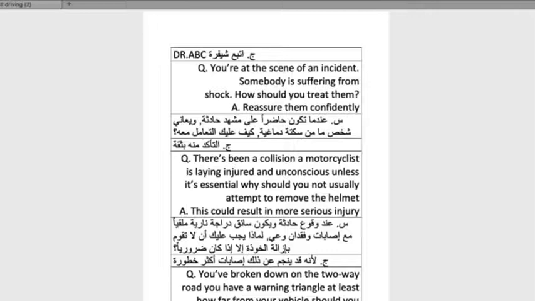You have broken down on a two-way road. You have a warning triangle. How far from your vehicle should you place a warning triangle?